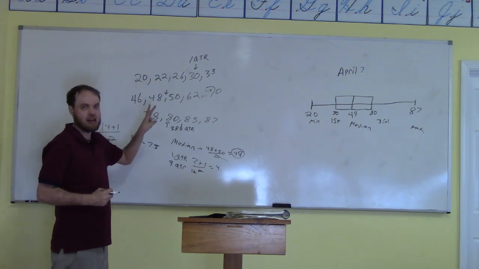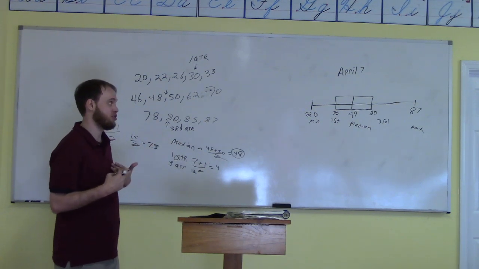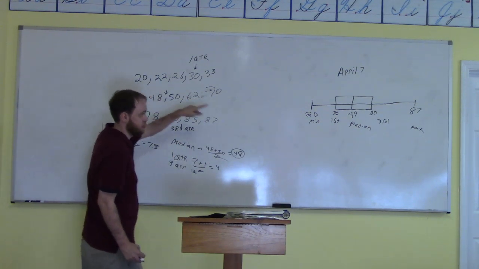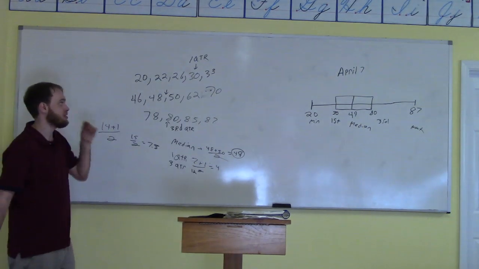Then your second step is to find, well really you can go ahead and find the min and max, because the min is just going to be the small one, so you just fill in the 20, and you can fill in the 87 as the max. Then your third step is to find the median.